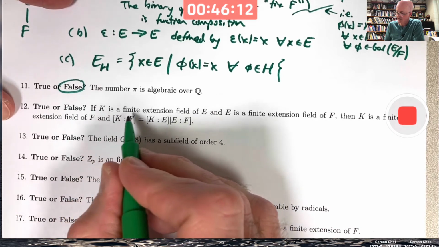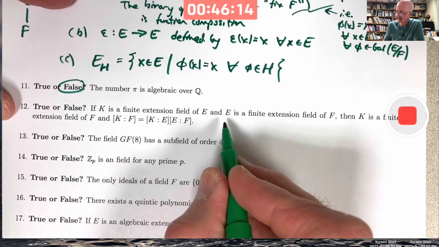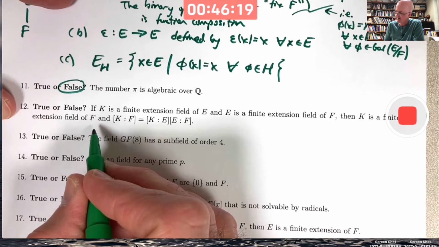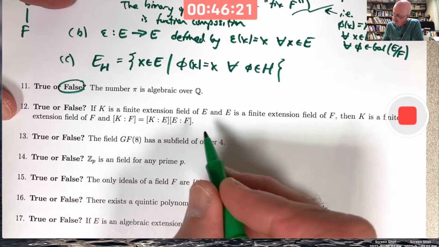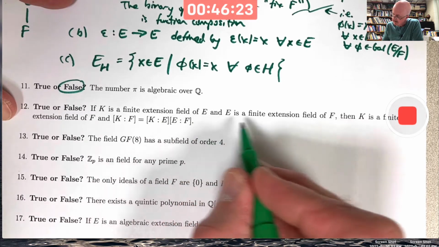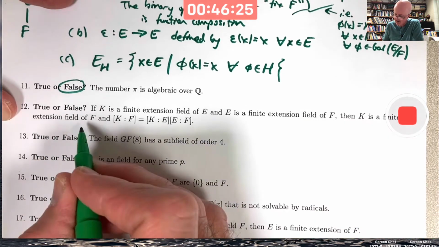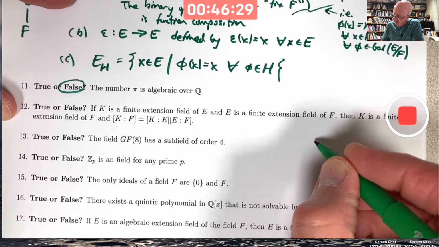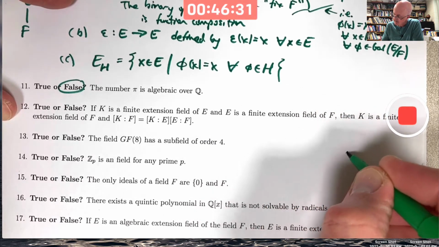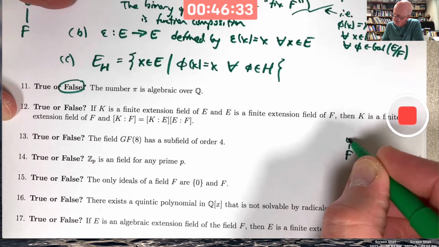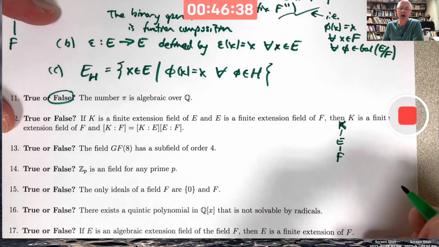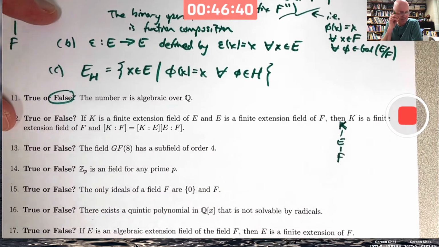True or false, if K is a finite extension field of E, and E is a finite extension field of F, then K is a finite extension field of F. Let's see. Okay, so I kind of messed up in describing this here. So F is the lowest field in the lattice here. E is in between, and K is the highest one. I haven't defined what finite extension means. I probably should have done that.